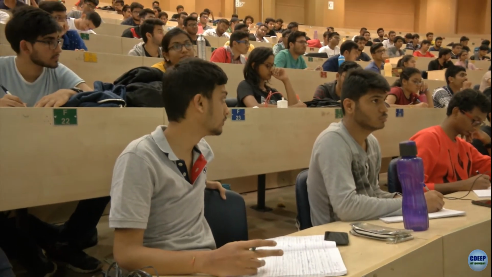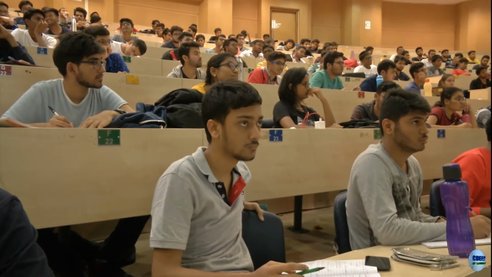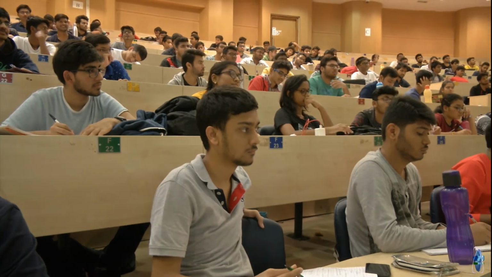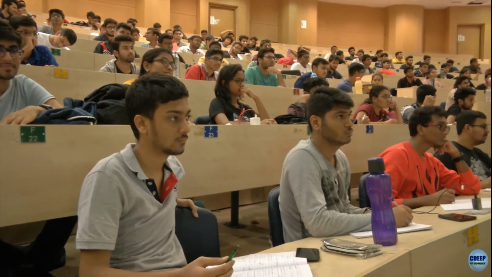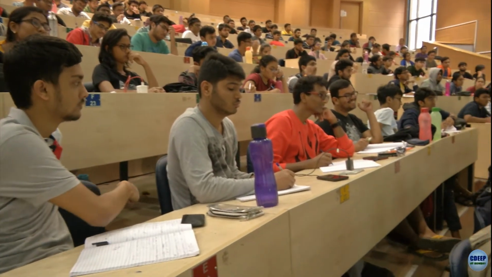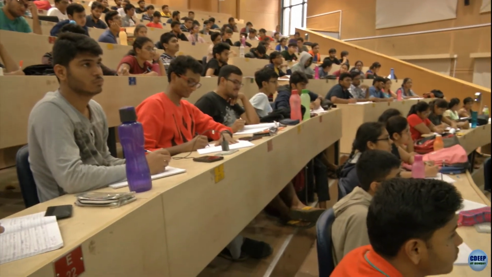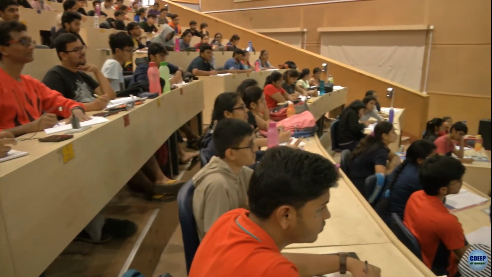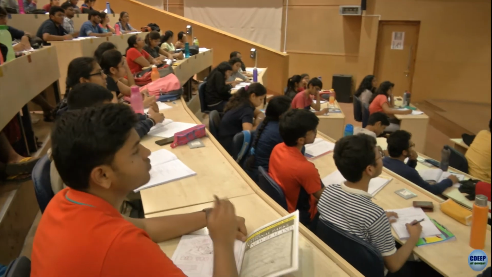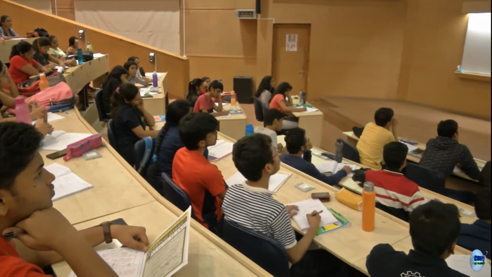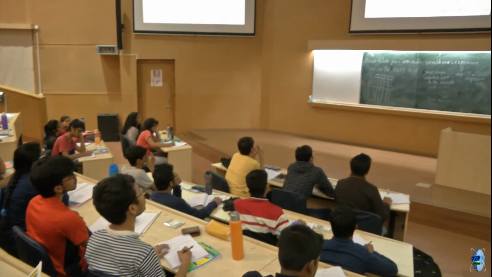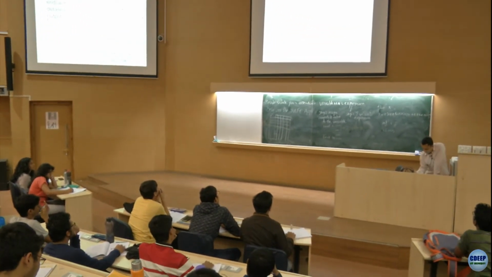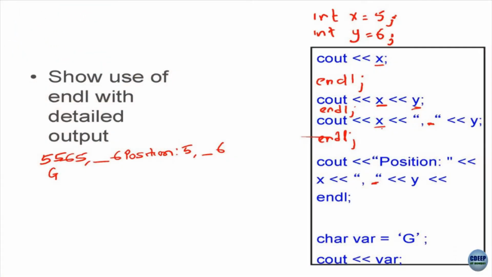So your question, okay, good question: how do I even proceed without knowing the value of x and y? So let's make some assumption. Let's say that either the user has input or I have set manually int x equals 5, int y equals 6. So this is a semicolon, not j, okay.